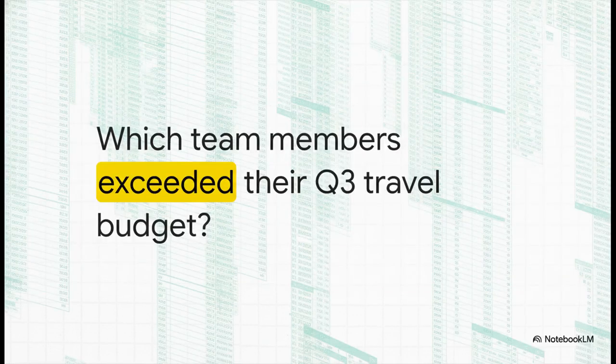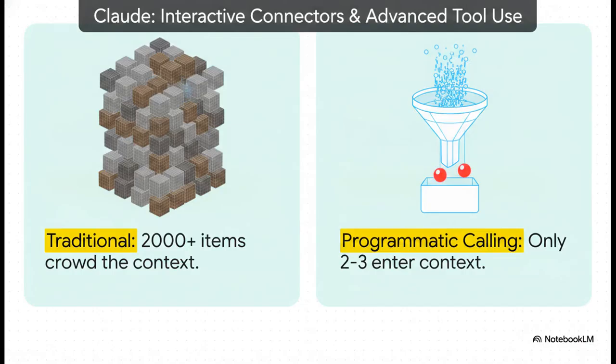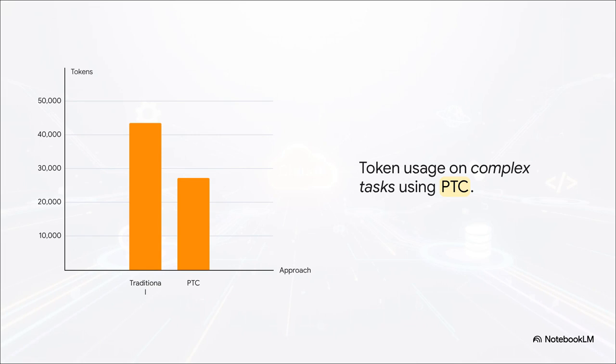Take budget compliance. The old way of checking 20 people dumps thousands of useless rows into context. With programmatic calling, Claude processes it all locally, returning only the actual budget offenders to the context window. This cuts token usage by 37% on complex tasks, eliminating those slow, repetitive inference passes.